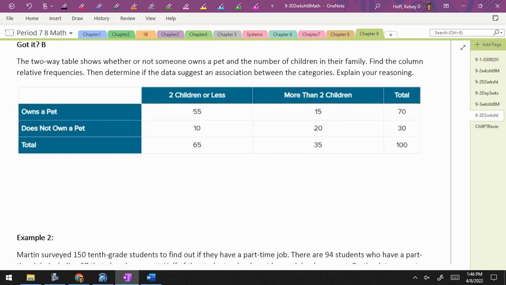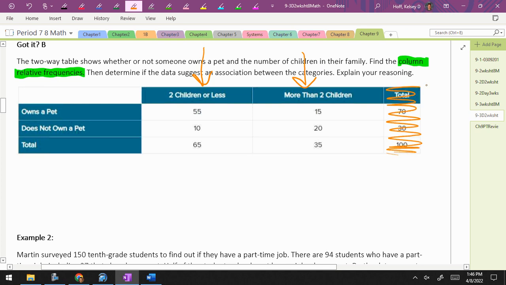The two-way table shows whether or not someone owns a pet and the number of children in their family. Find the column relative frequency, then determine if the data suggests an association. You guys take a minute to do your relative frequency by column, and then we'll talk about the association.